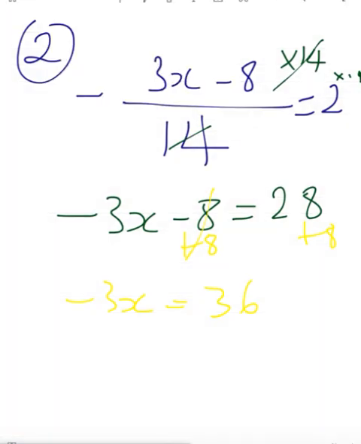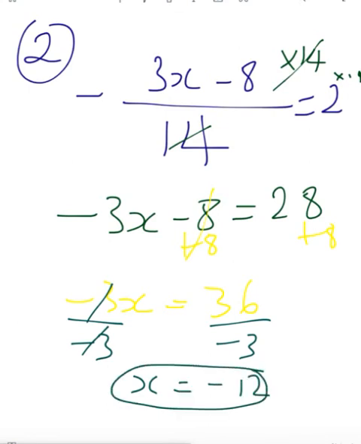So now my final step is that 3 I can see is a negative 3. So I divide by negative 3, divide by negative 3. So x will equal negative 12. And that should have been your final answer.